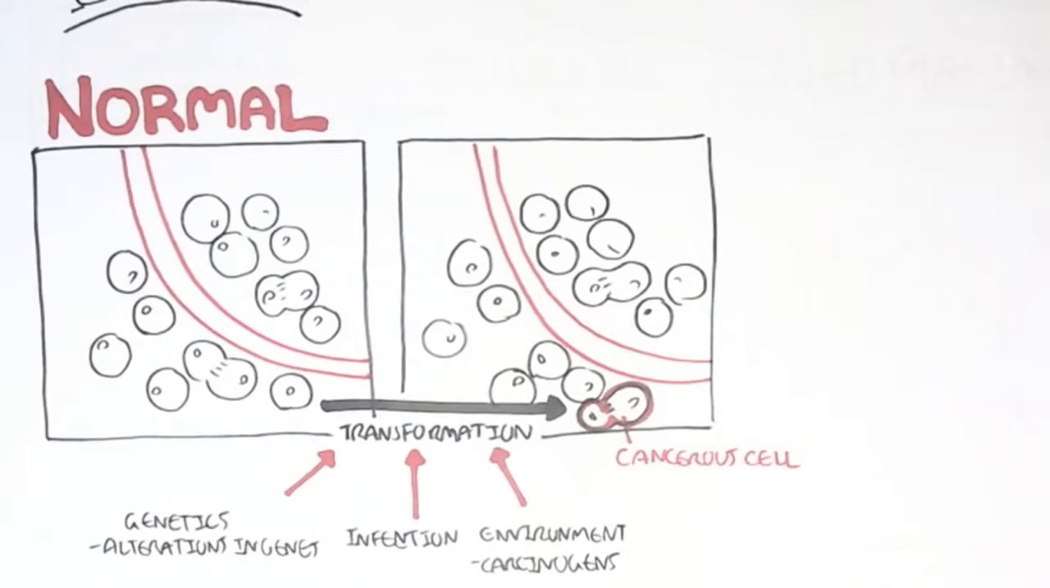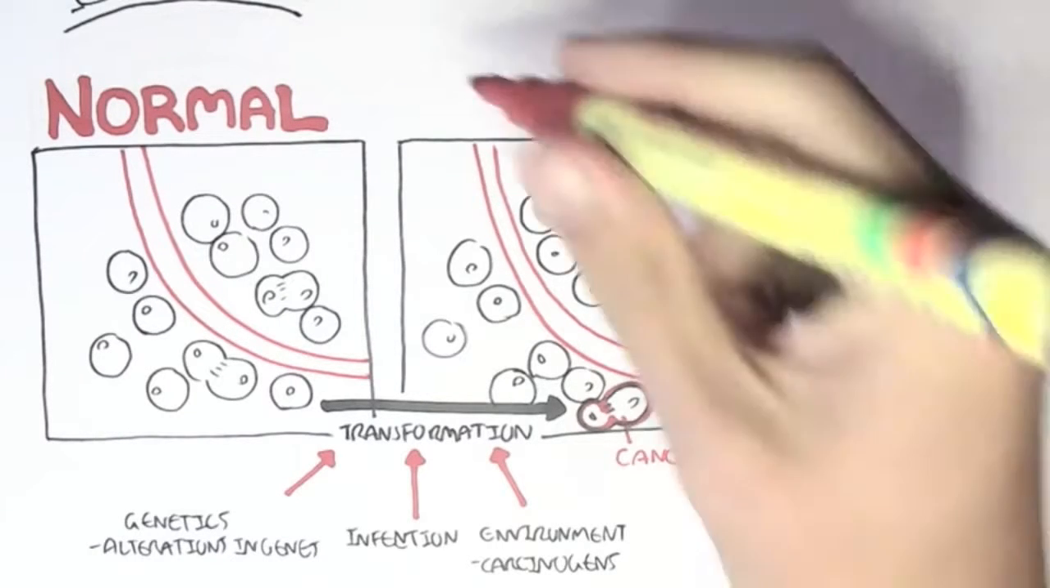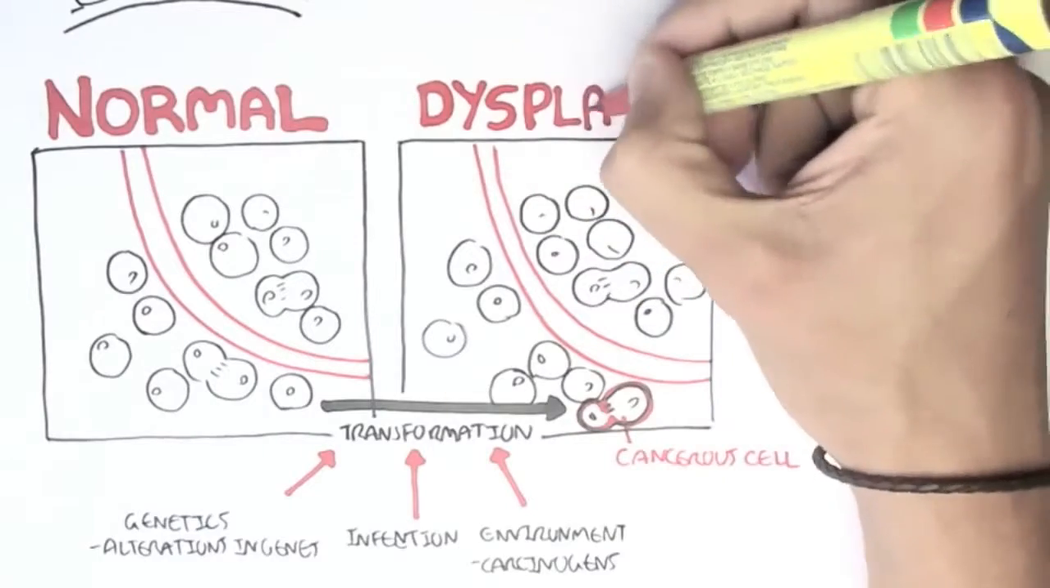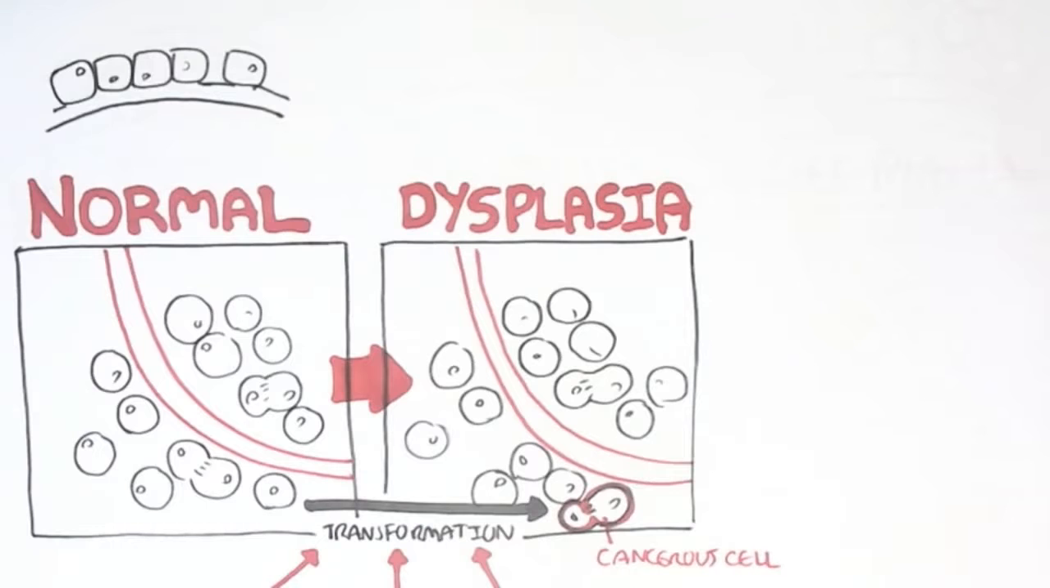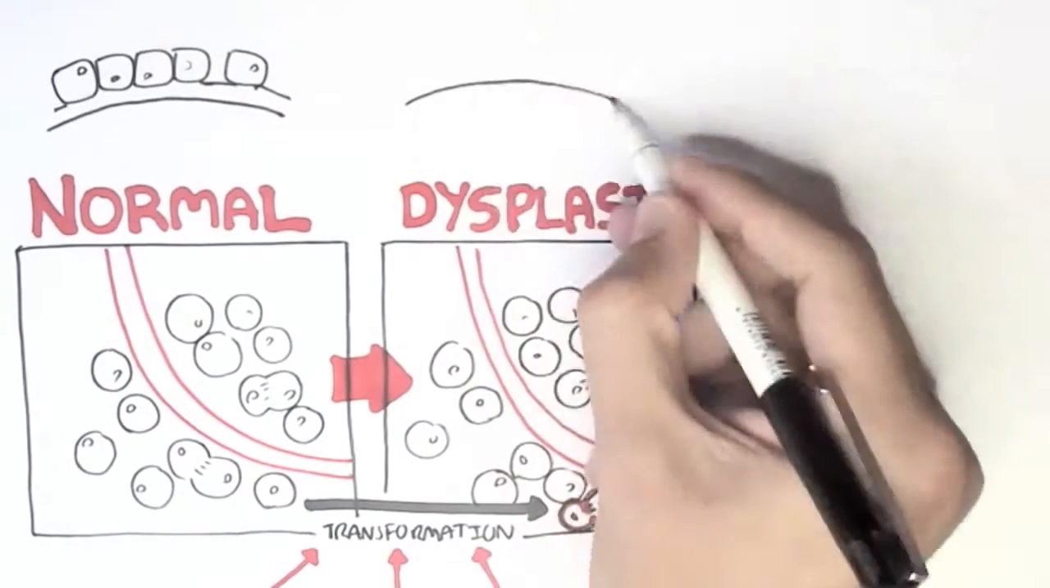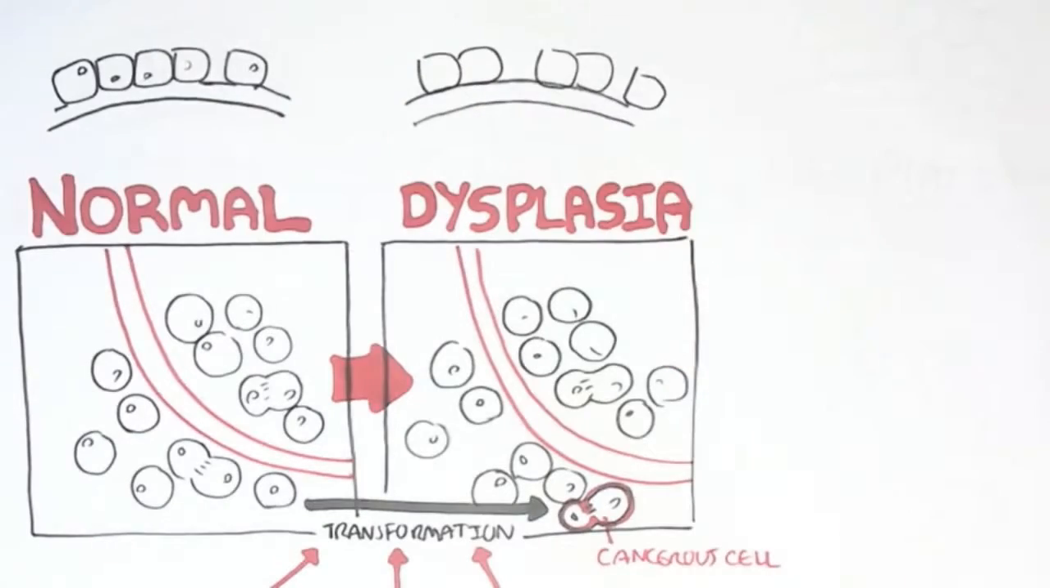Once a cell becomes cancerous, it will cause abnormal changes to occur in the tissue. This is now referred to as dysplasia. So dysplasia is abnormal development or changes in the tissue. Here I'm representing the layer of the cell turning red as abnormal.